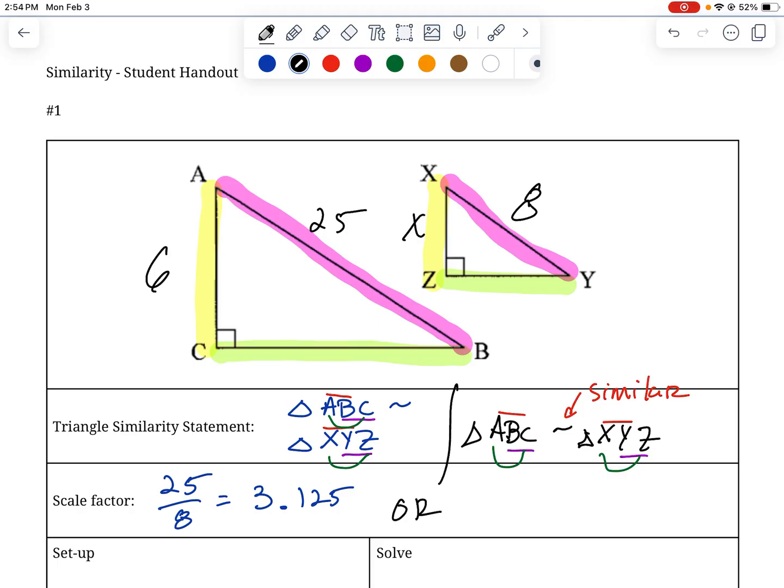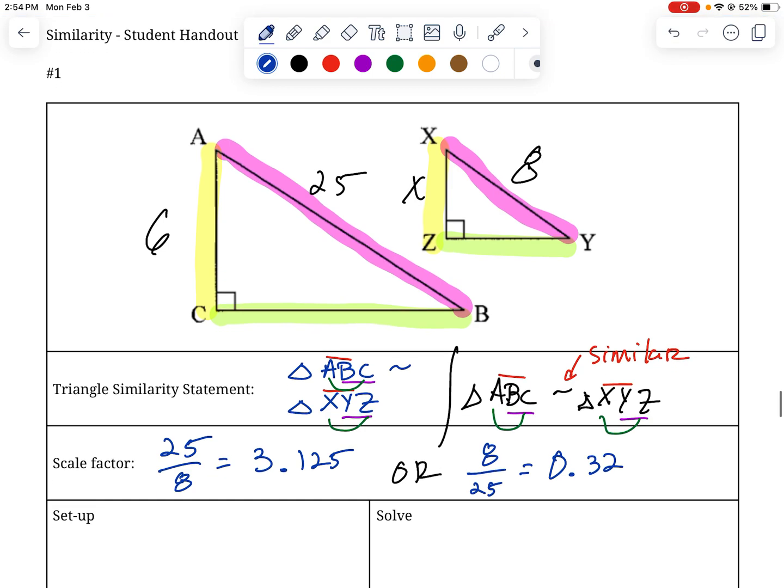Or you can write it as a reduction, because 3.125 is greater than 1, that's an enlargement. A reduction will be 0.32. So I multiply 25 by 0.32 and I'll get 8. When dealing with similar figures, similar shapes, triangles, rectangles, whatever the case may be, setting up proportions will help us solve for a missing side.